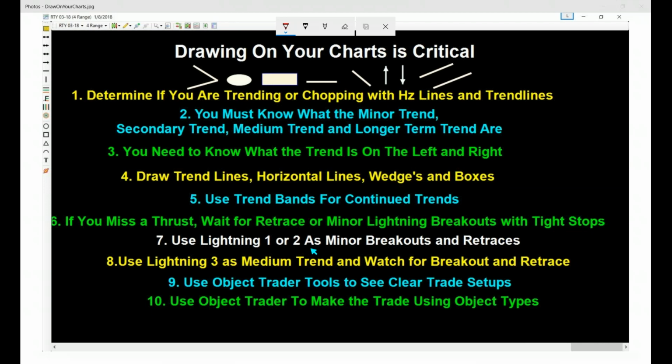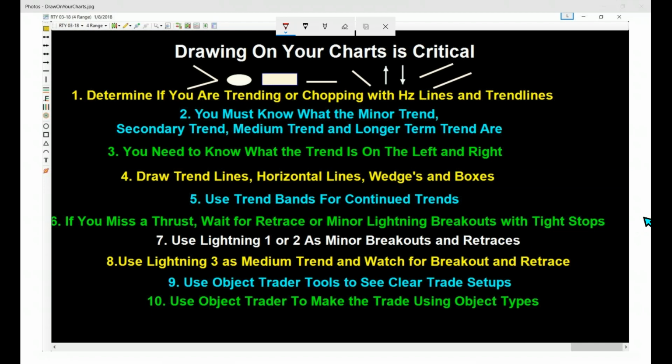Then use your lightning 1 or 2 as your minor breakouts and retraces. Use lightning 3 as a medium trend and watch for breakouts and retraces. And we've even got new alerts now that will actually signal a lot of these trades too. Then you use your Object Trader tools to see the clear trade setups, and use Object Trader to make the trade. I'll leave this up for just a moment, in case anybody's taking a picture of it or anything like that.